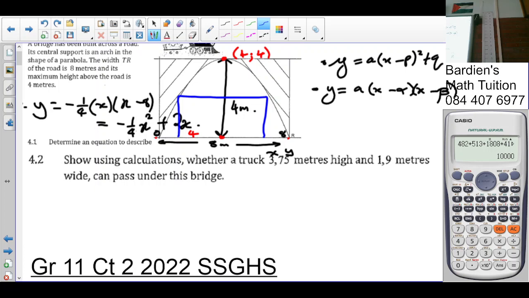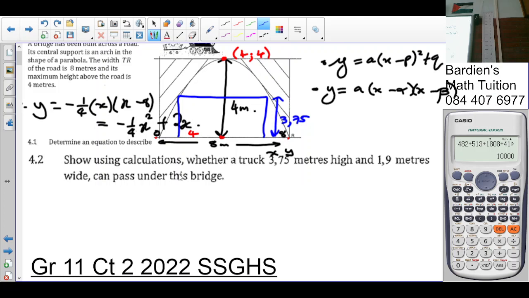Okay. So what we say is, if that is the case, the height of this truck is 3.75 meters. So if the parabola at a certain point is greater than 3.75, that means to say the truck will pass under. If the parabola, however, is less than 3.75 at the point that we're going to calculate, then the truck will never go through or under it. Not so?